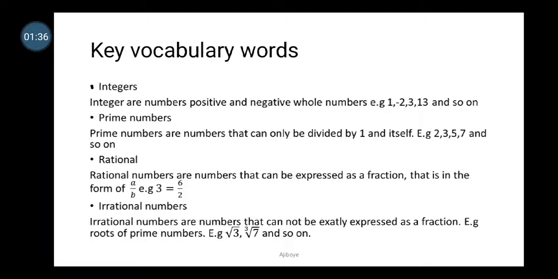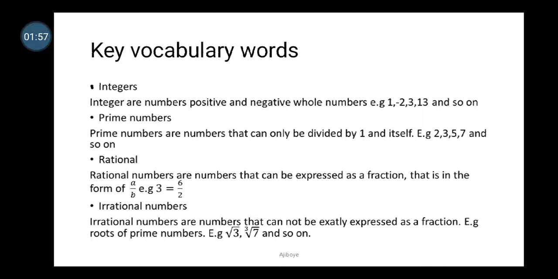So it is very important that you bear in mind that not all odd numbers are prime numbers. For instance, 9 is an odd number, but it is not a prime. So bear in mind. And also note that 1 is not a prime number.